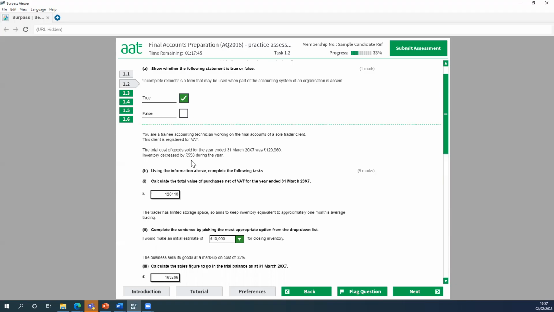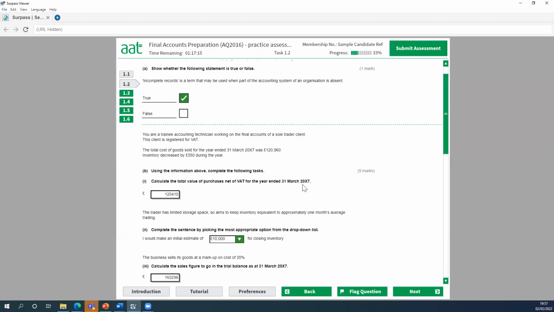Inventory decreased by £550 during the year. It says calculate the total value of purchases net of VAT for the year ending 31st of March 20x7. And all I did is I did cost of goods sold minus the stock figure, which gives us 120,410. And that's what the purchases figure will be, okay?